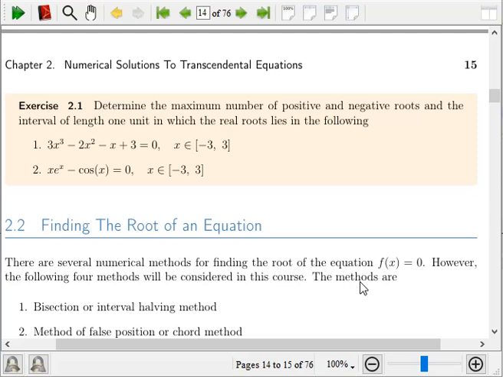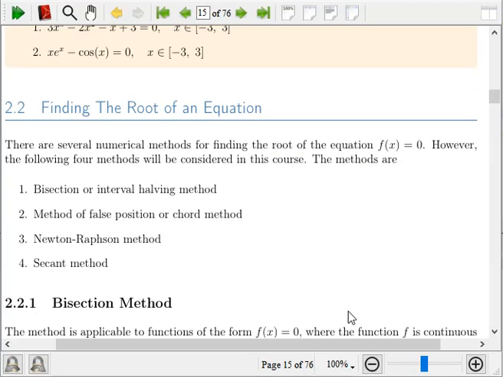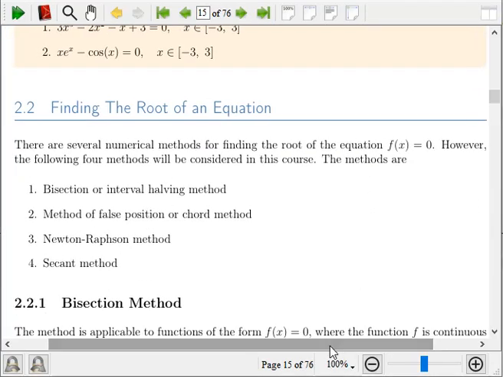Good morning. We are picking up from where we ended in our last lecture, where we looked at the interval in which the root is expected to lie. Here we want to find the root itself. We want to find the root of transcendental and polynomial equations.